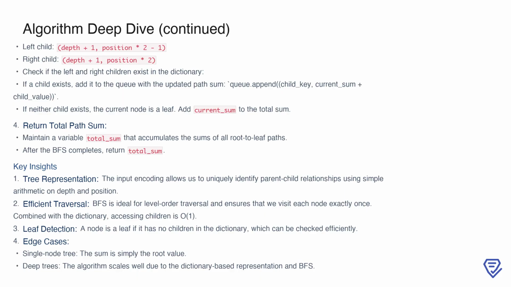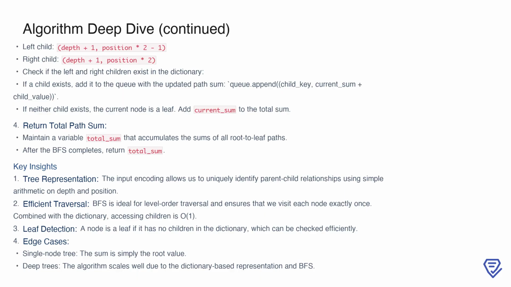If either child exists in the dictionary, we add it to the queue with the updated path sum by including the child's value. If neither child exists, we know the current node is a leaf, and we add the current path sum to the total sum. This process continues until all nodes have been processed.